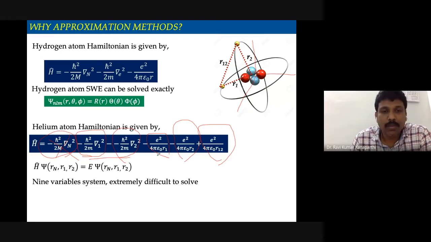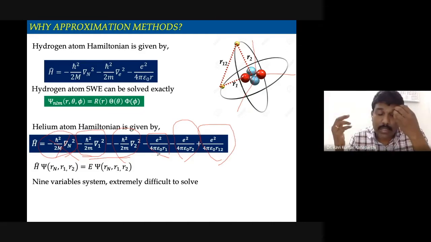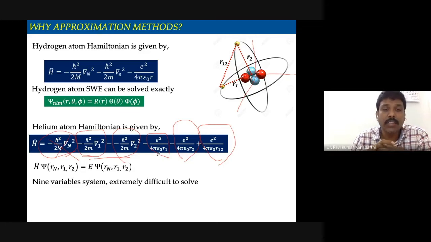Okay, the method is very simple. To describe the method is very simple, but to practice it in reality is very difficult. The total solution has to be written as the product of 6 different functions. Then you have to write down the Schrodinger wave equation and separate it into different expressions, wherein one differential equation will contain only one variable, and the other differential equation contains the other variable.